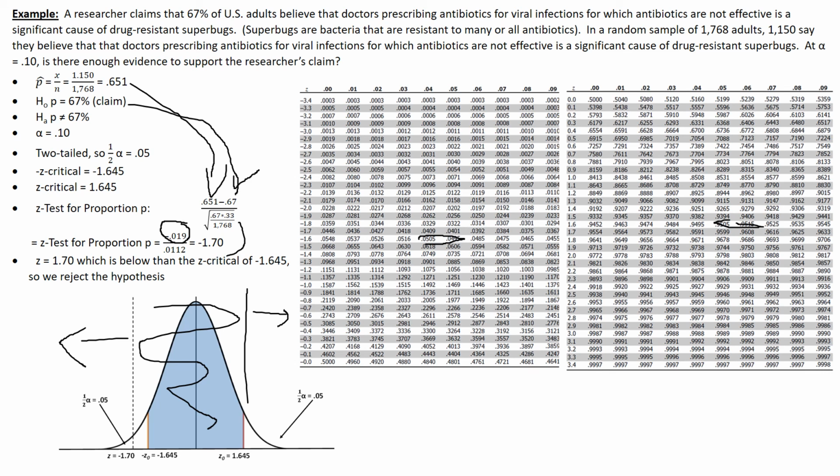That gives me 0.0112. And when I divide negative 0.019 by 0.0112, I get negative 1.70. And negative 1.70 is below negative 1.645 right here. So I would reject the null hypothesis. Ultimately, I reject the claim.